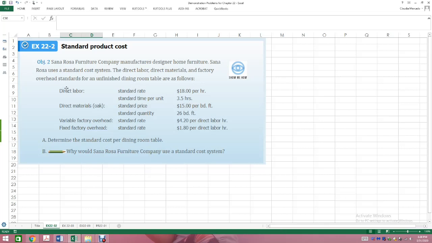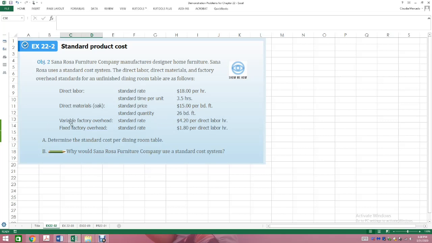So they've given you the direct labor. The rate is $18 per hour. That is how much we pay our employees. The standard time per unit is 3.5 hours. So it takes us about 3.5 hours to manufacture a table. The direct materials, these tables are made of oak. Standard price is $15 a board foot. The standard quantity of boards that we need is 26 feet.